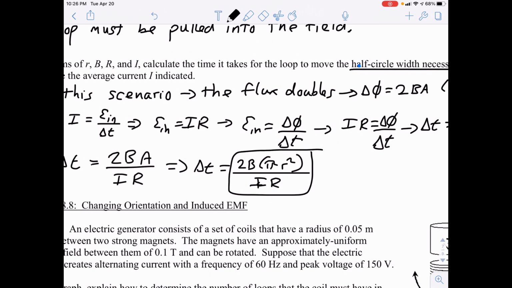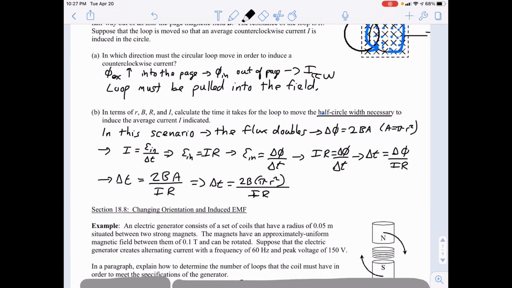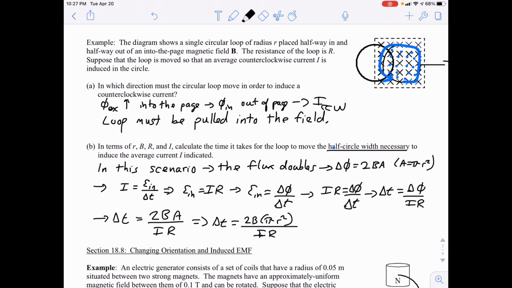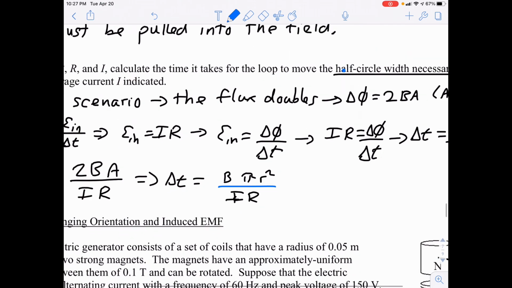And one thing to look at a little bit more clearly, this would be the full area of the circle. So what you actually have, if you looked at it more carefully, is half the area of a circle, which is pi r squared over 2, and then to double that means you would get the full area of the circle. So we really don't need the 2 out in front because it's really 2 times pi r squared over 2, which is just pi r squared. So B times pi r squared over IR would properly represent the time.